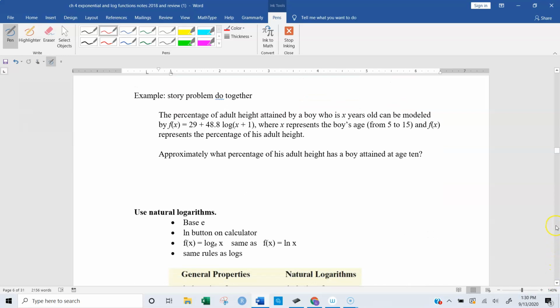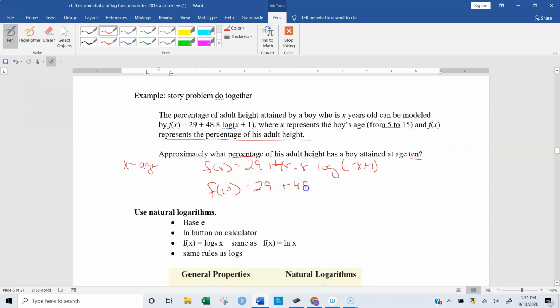So when you're typing this into the calculator, it says the percentage of adult height at x years old. So we know x is age. Okay, we have f of x equals 29 plus 8.8 log of x plus 1. Now, x represents the boy's age from 5 to 15. f of x represents the percentage of his adult height. Approximate the percentage when the boy is 10 years old. So we're trying to find f of 10. So what percentage of his height has he hit?